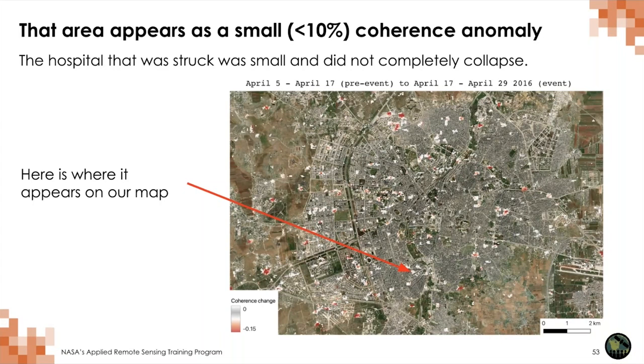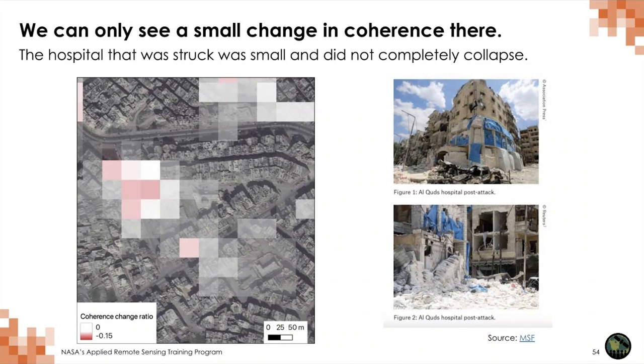So here's what that area looks like on our map. It's a small coherence anomaly. It's less than 10%. And this is likely due to the fact that the hospital only occupied part of an imaging region, part of a pixel, and because it didn't completely collapse. So looking more closely at our imagery, we can only see a very small change in coherence there, if any. I've masked out, as you know, regions that have coherence greater than or equal to zero. And again, the hospital that was struck was small and didn't completely collapse.